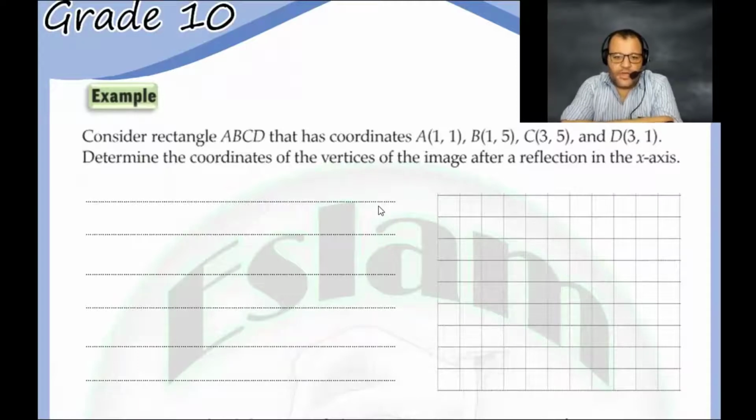That is the same. We have A, B, C, D. Those are the coordinates. Mister, it's the same thing as from the top, right? Yes.